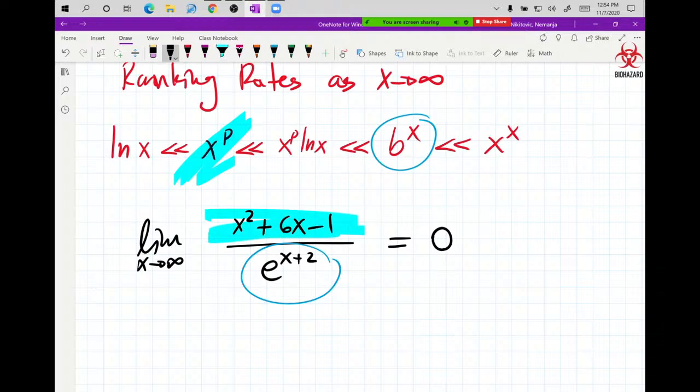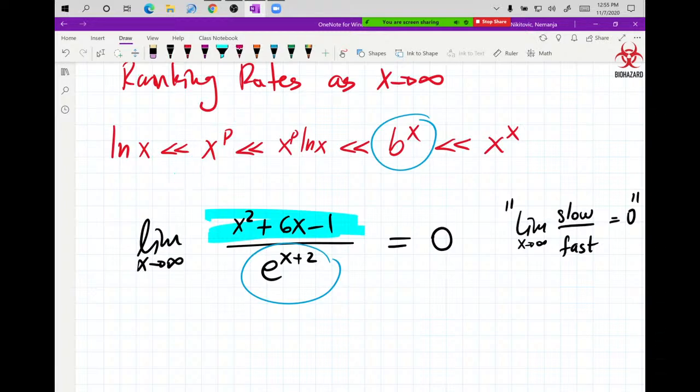So what I have is technically a limit of slow divided by fast, and that limit is 0 because the slow one will sluggishly climb up and the denominator will go to infinity much faster, and you're dividing technically a number by infinity, which is always 0. So this is a mathematically bad thing to write, but it's so easy to remember. Slower functions divided by a faster function as they go to infinity, the answer is always 0.